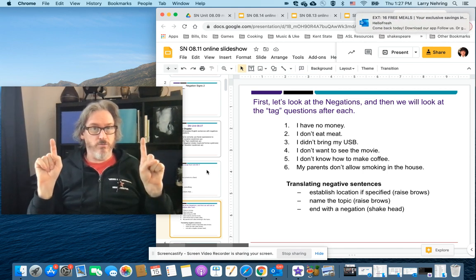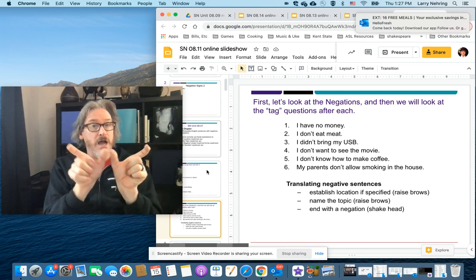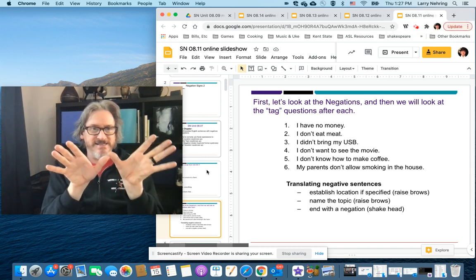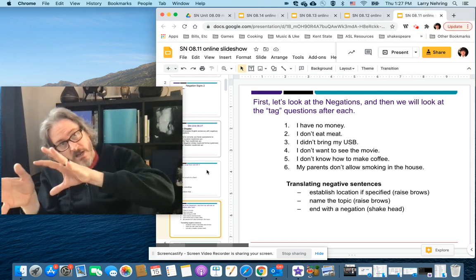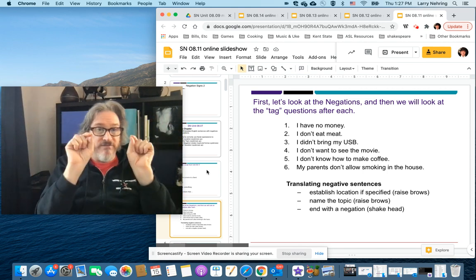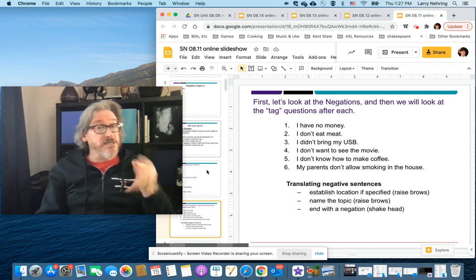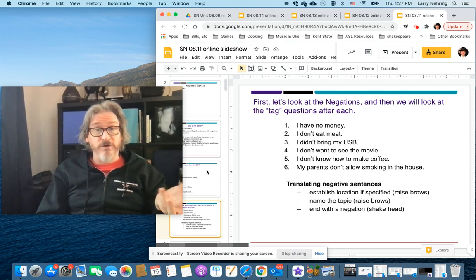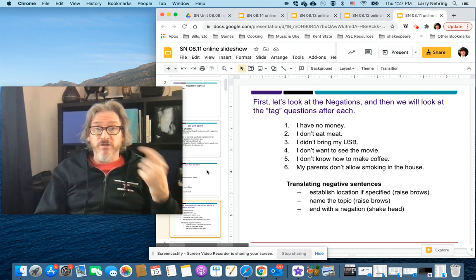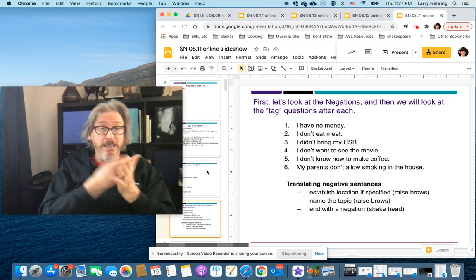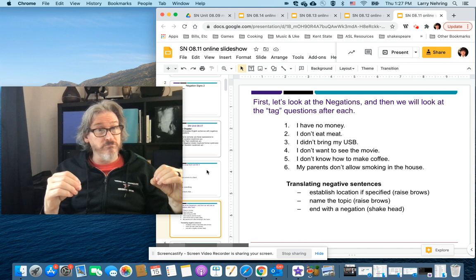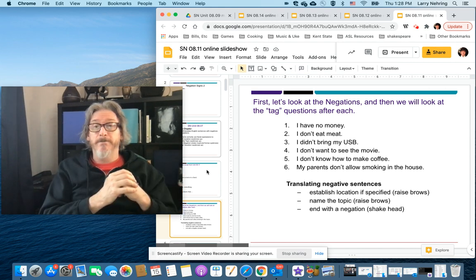And remember when we did topic comment? If a sentence is confusing to figure out what's the subject and the object and all that, if you go back and look at what's the topic, what is it I'm talking about? And sometimes there are multiple ways you can frame these. The first one is pretty simple, like money. I have none. I didn't bring my USB.